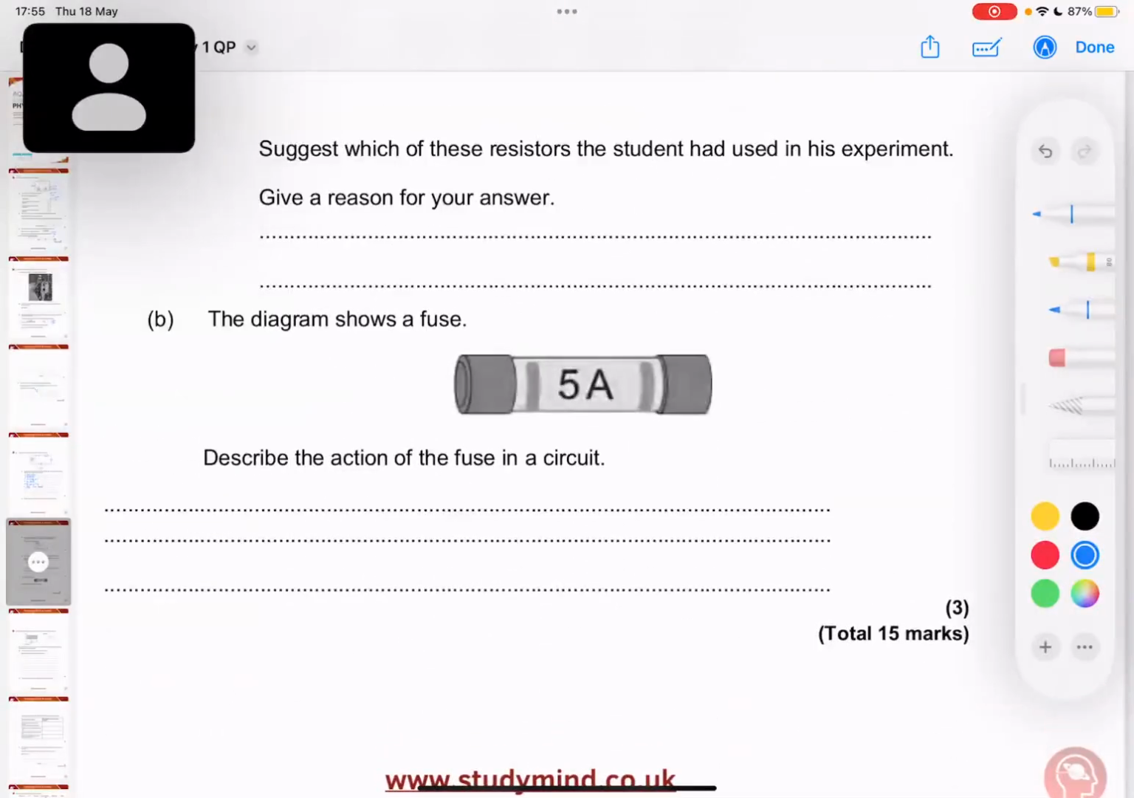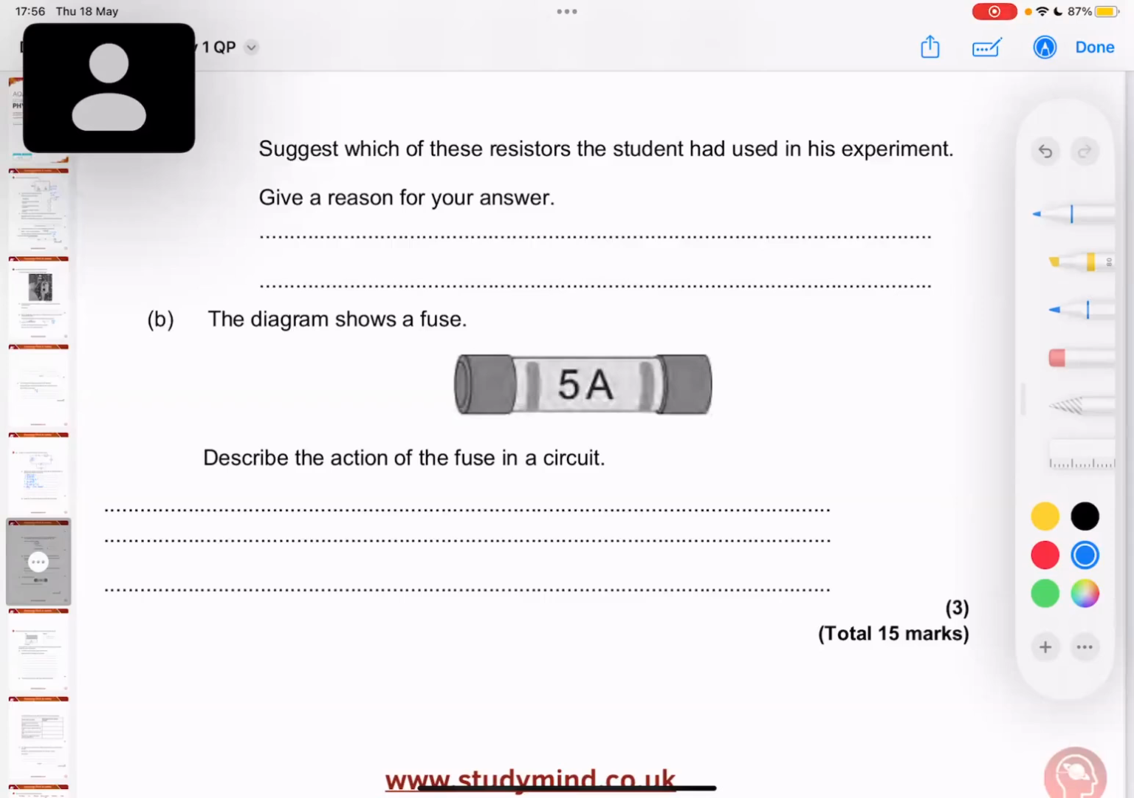And we'll do this last question. So it says that the diagram shows a fuse. It says 5 amperes, and describe the action of the fuse in a circuit. So how does a fuse work? If the current is above 5 amperes, then it will just like melt. Yeah. And then what will it do? Last mark. It will like stop the flow of the electrons, not the electrons, the current.